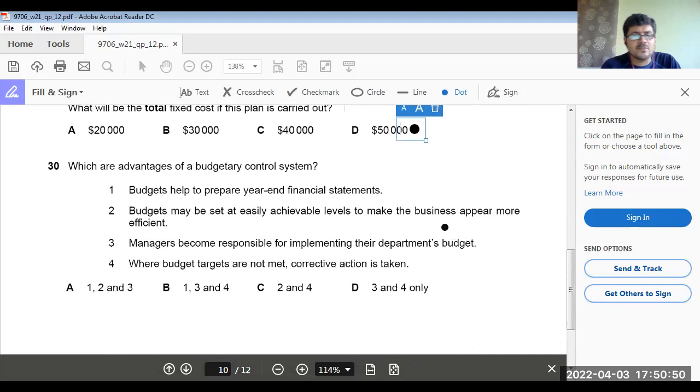What are the advantages of budgetary control system? Budget helps to prepare financial statement. No. Budget may be set at easily achievable levels to make the business appear more efficient. Okay, managers become responsible for implementing the department budget. Yes. Now, where budget targets are not met, corrective actions are taken. So D option should be the answer.